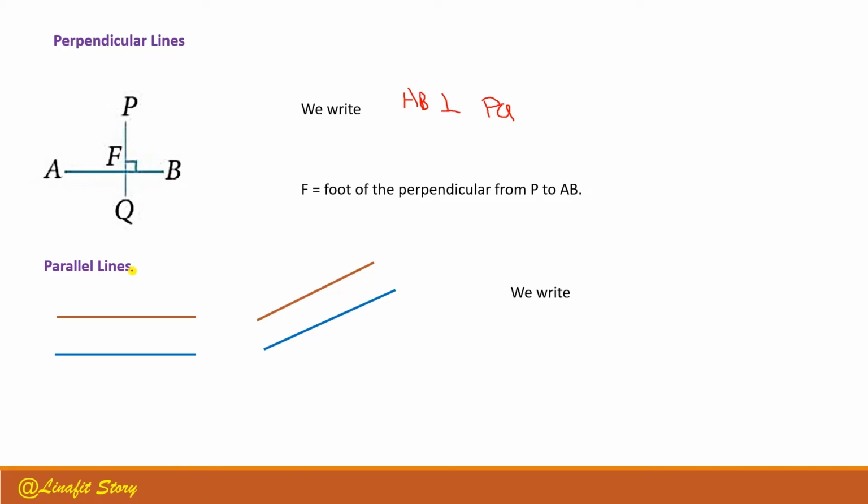Lines are parallel if they are always the same distance apart and will never meet. So for example, over here, this is line AB and here is line CD. So AB is parallel to CD. So we write it as AB is parallel to line CD.